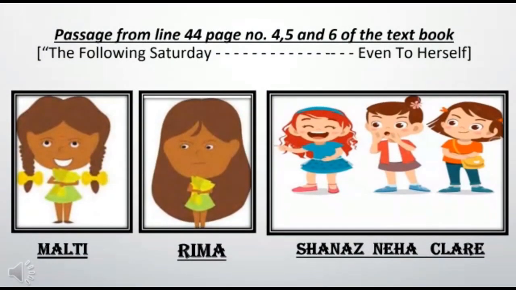So children, this is our second passage. Read the excerpt from line 44 to 118 on your page numbers 4, 5 and 6 of your textbook. Your passage starts from the following Saturday, dash dash, even to herself. So children, in this slide you can see again Rima, Malti and Rima's friends. They are Shehnaz, Neha, Kela.